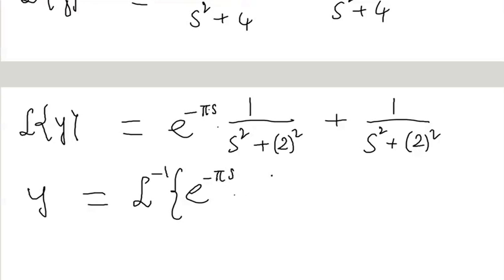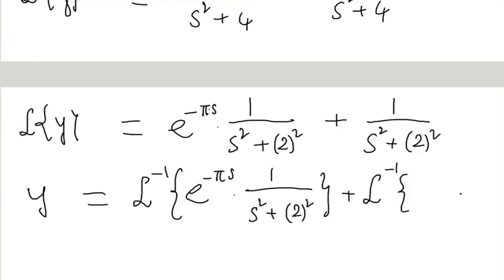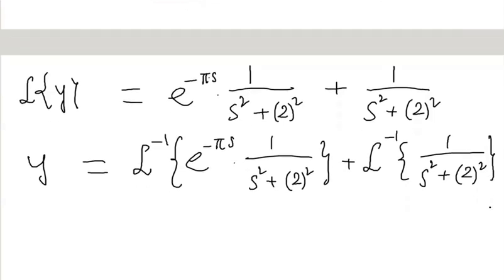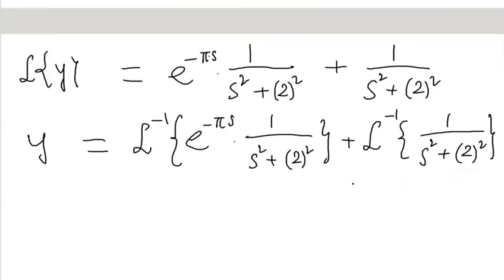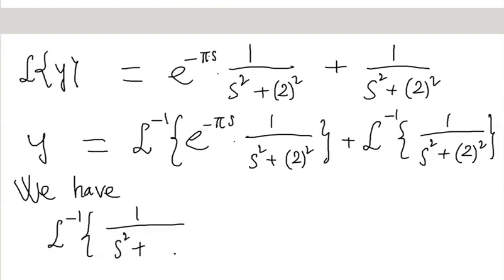The inverse Laplace transform of e to the minus pi s times 1 over s squared plus 2 squared, plus the inverse Laplace transform of 1 over s squared plus 2 squared. Now the first one is easy to do. We have the inverse Laplace transform of this function, 1 over s squared plus 2 squared.